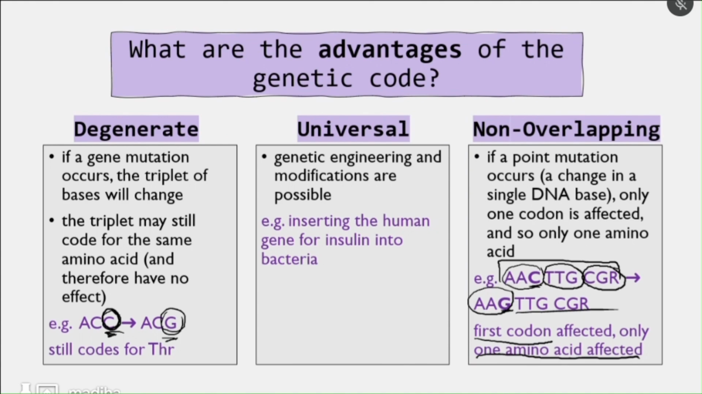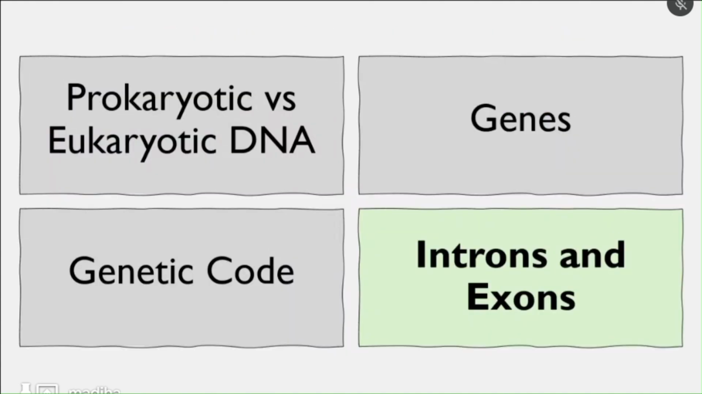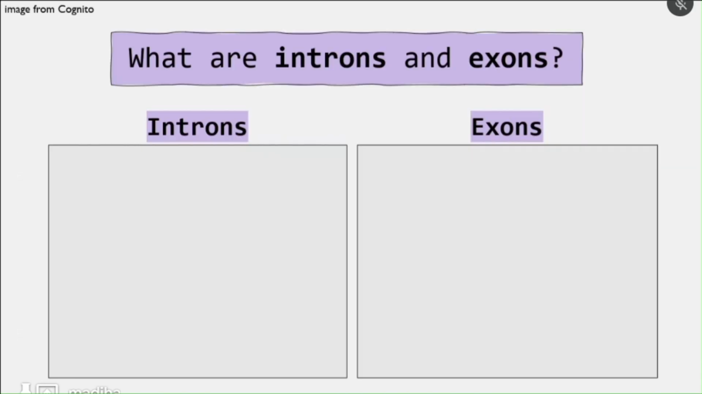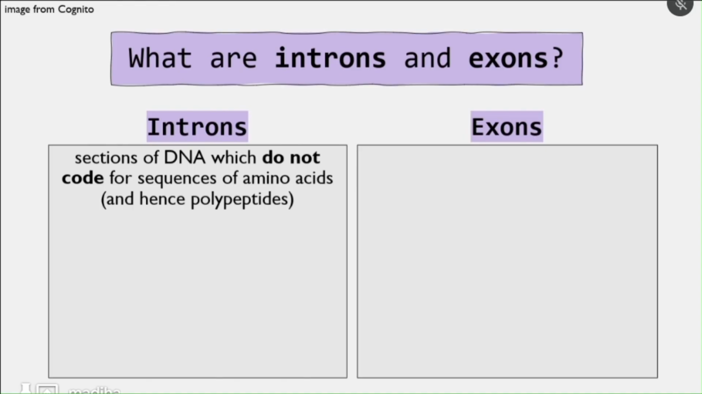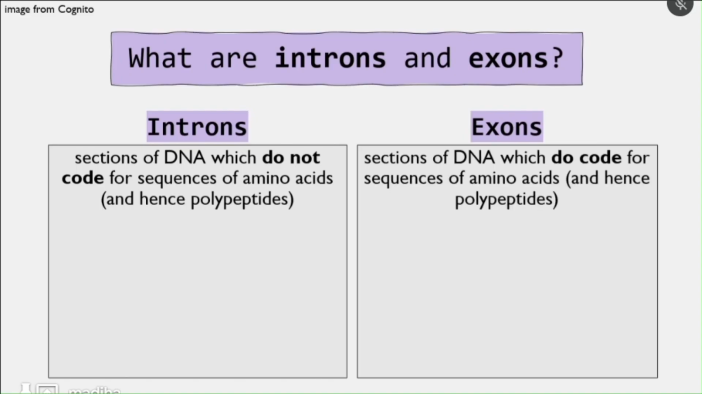And now we're going to be going on to the last part of the spec, which is introns and exons. So what are introns and exons? We've talked about genes, we've talked about what they look like inside DNA. Introns are sections of DNA that do not code for sequences of amino acids, and hence polypeptides. Exons are sections of the DNA which do code for sequences of amino acids and polypeptides.